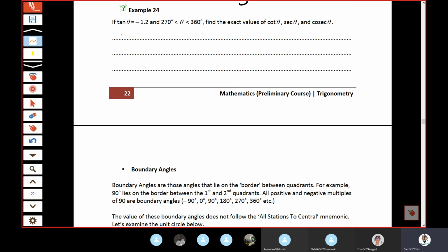I'll give you a clue just so you can start off. 1.2, obviously don't use it. Plug it into your calculator, it gives you 6 over 5. That's the one you need. So tan theta equals negative 6 over 5. Draw your triangle, all stations to central. Eventually find these 3. Forget this. This is something that you're going to use in all stations to central. That's what it's there for. So just draw your triangle, get your cot, sec and cosec out, and we'll see how we go.